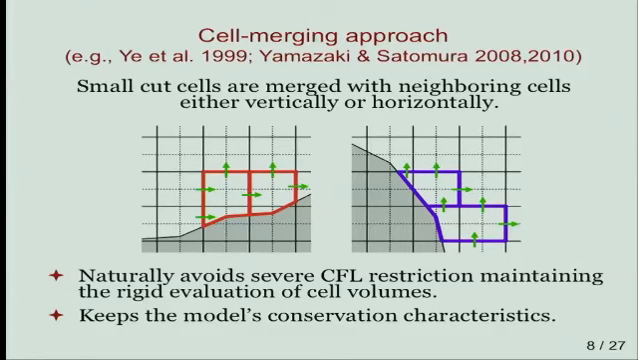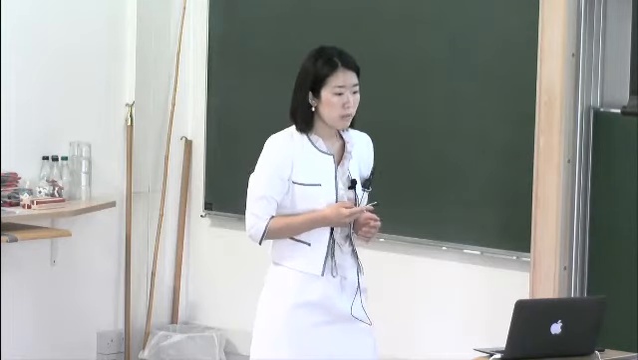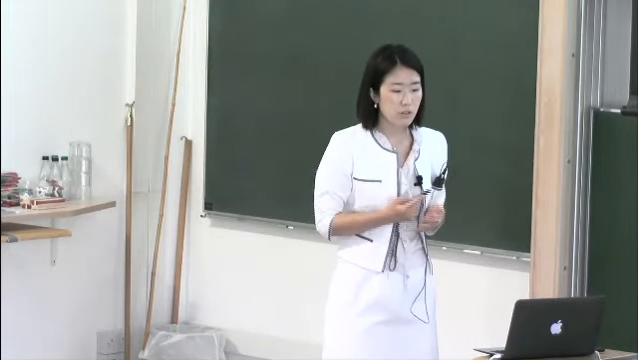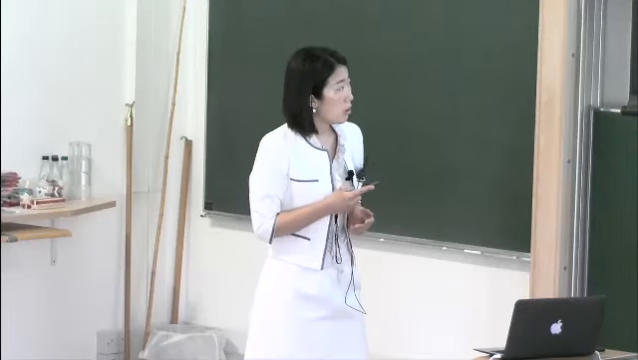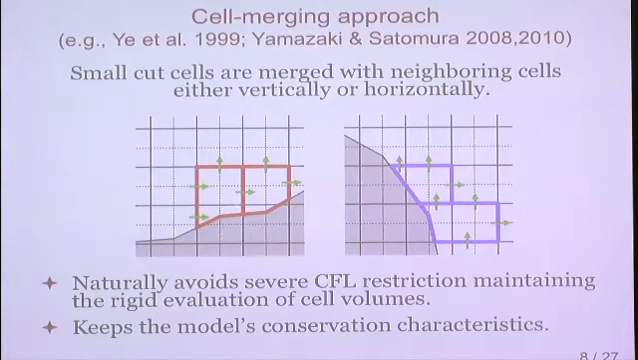We use both vertical and horizontal combination depending on the slope angles. That is, small cells on the gently sloped mountain are vertically combined, and small cells on steep slopes are combined, either right or left in the fluid. This approach has the advantage of naturally avoiding severe CFL restrictions, maintaining the rigid evaluation of cell volumes near the boundary. It also keeps the model's conservation characteristics.